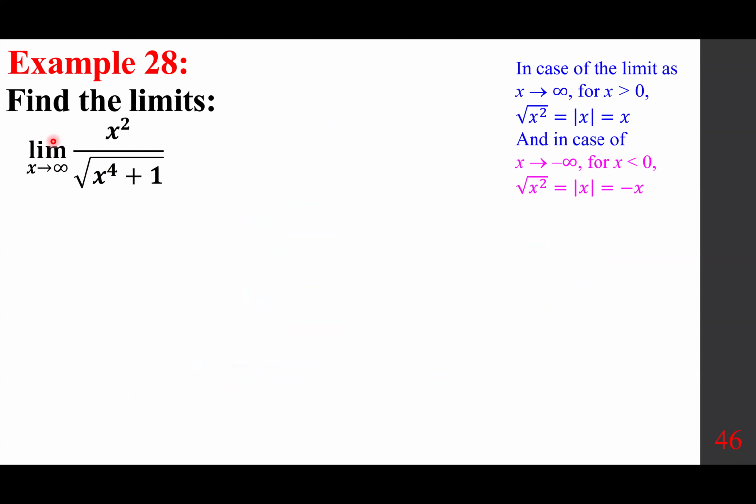Now, a similar question, we want to find the limit of x squared over the square root of x squared plus 4 plus 1, where x is approaching 1. And again, reminding you that the square root of x squared is not equal to x, but rather absolute value of x. If x is approaching negative infinity, becomes negative.